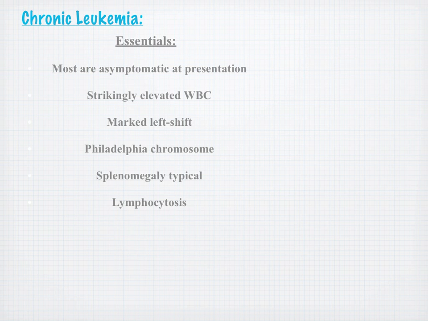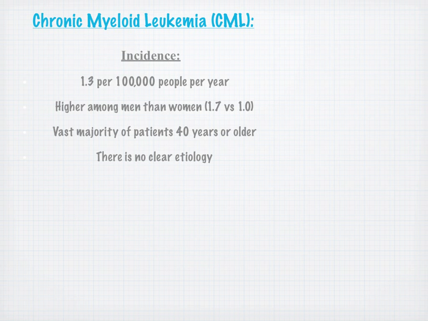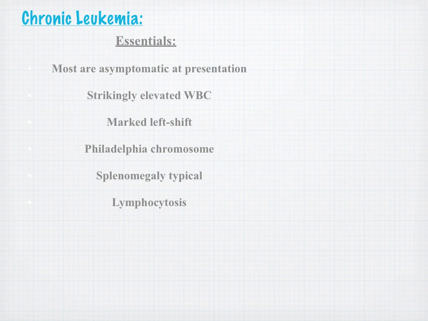All right, let's move on to the chronic leukemias. The chronic leukemias, unlike the acute leukemias, are generally asymptomatic at presentation. So that's the day you went to the doctor and you got your annual checkup and you came back with a strikingly elevated white blood cell count, a marked left shift, so we're immature here. The Philadelphia chromosome may or may not be present, but we're not going to know that on a CBC. The person may have splenomegaly, typically they will, and they will likely have lymphocytosis. So again, asymptomatic at presentation.